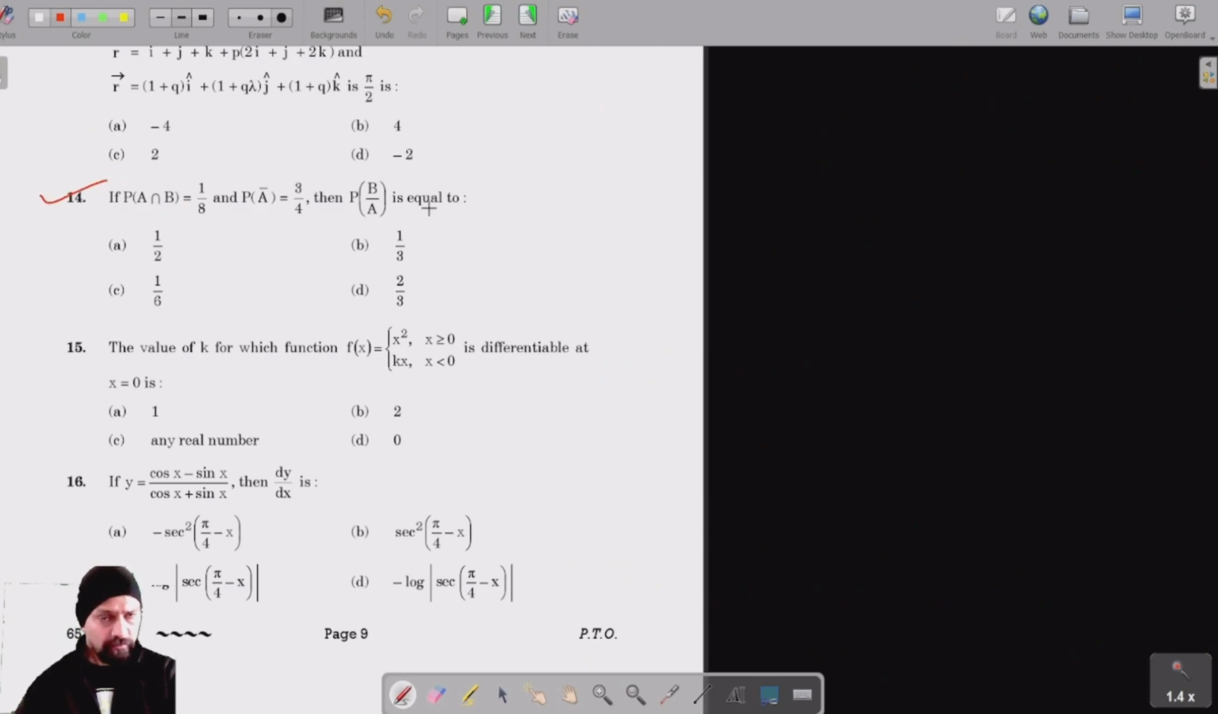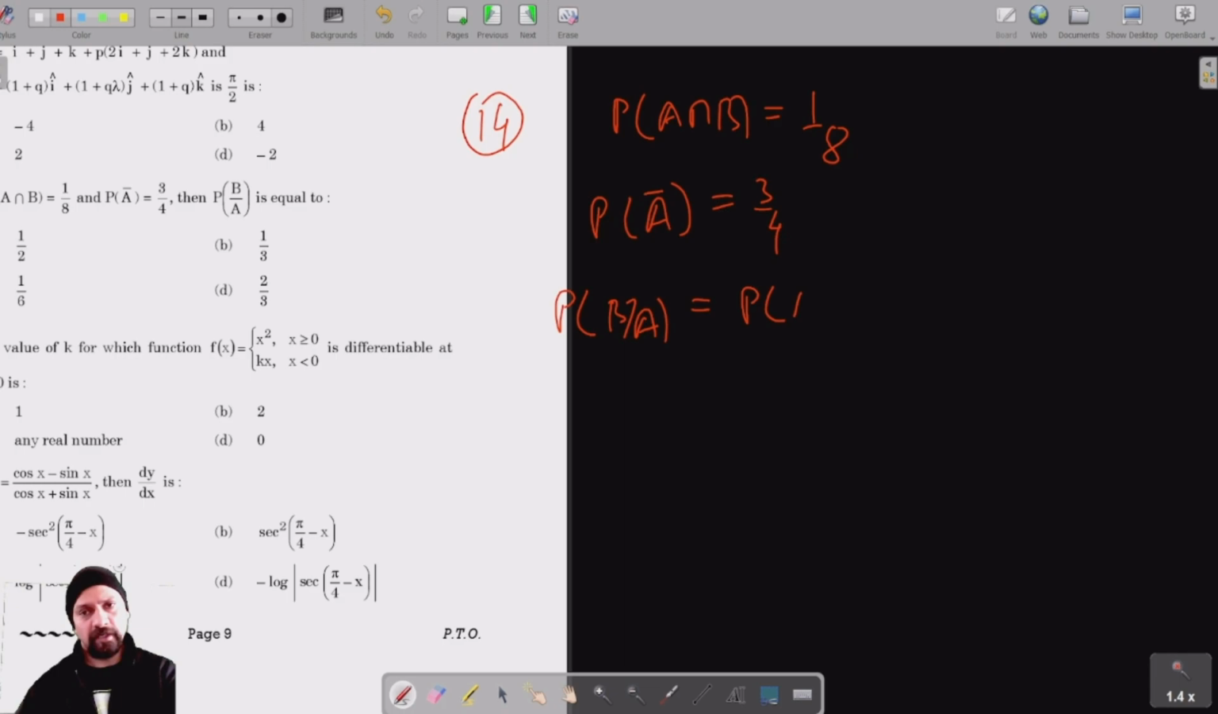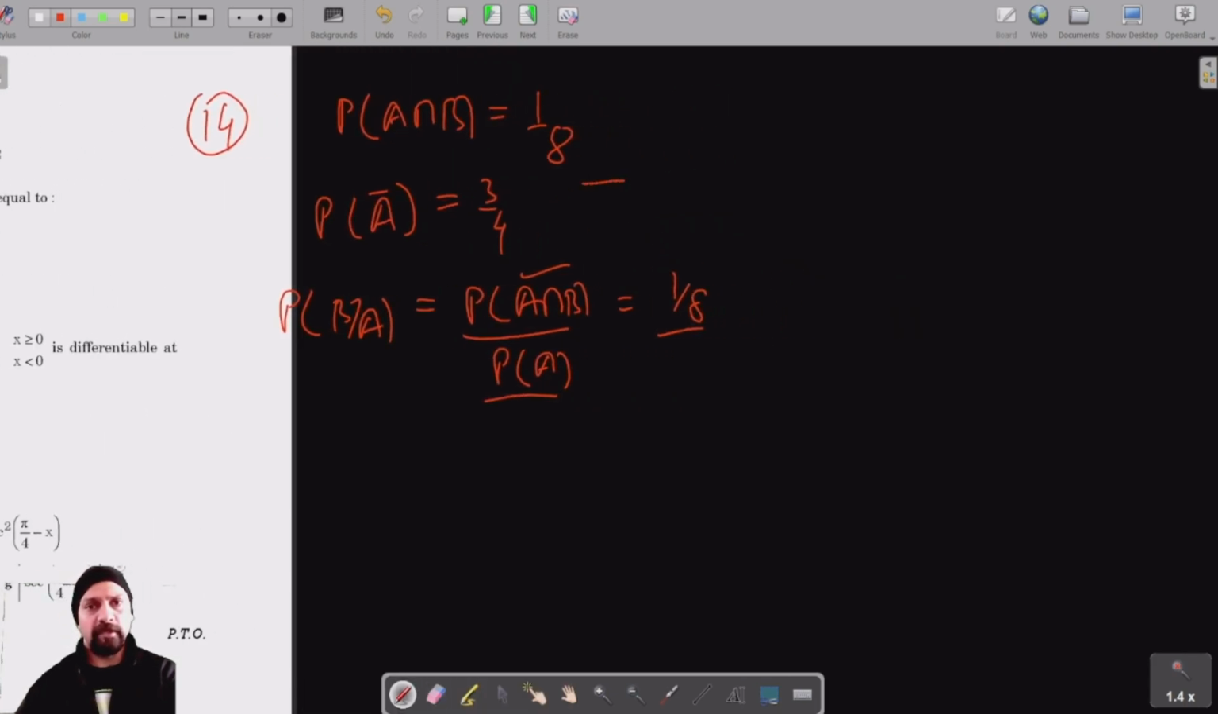We are on to question number 14, and it's given that the probability of A intersection B is 1 by 8, and the probability of not A is 3 by 4. We have to find the probability of B by A, and the probability of B by A is equal to the probability of A intersection B by the probability of A. So we have the probability of A intersection B, but we have to get the probability of A.